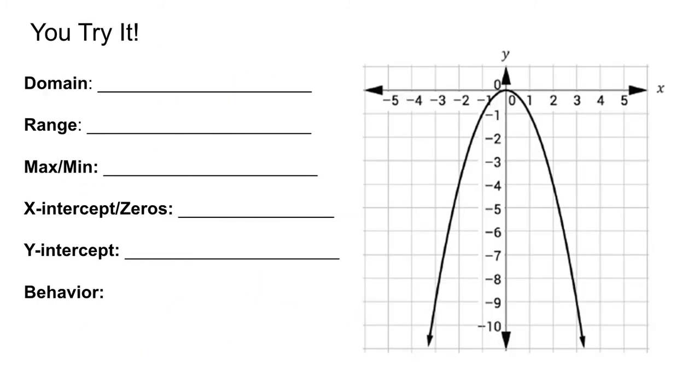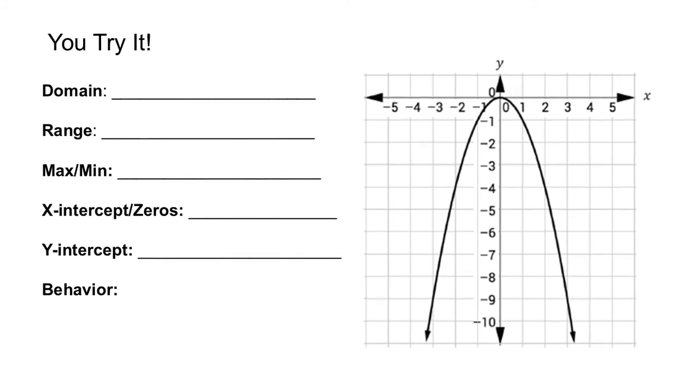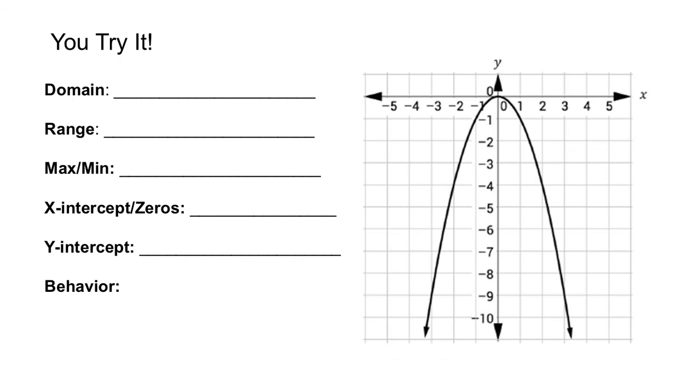So I'd like you to pause the video and try this one and the next one. Write your domain and range, decide if there's a maximum or minimum, and describe it if there is. And describe your intercepts and the behavior of your graph. Then when you've finished all that, come back and see if you got correct answers for both. Do this one and the next one.